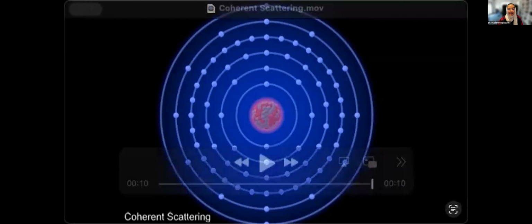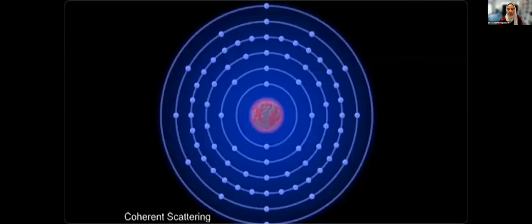Now let's look at characteristic radiation, which is, nope, Compton scatter. Sorry, no characteristic. We did coherent. Now we're going to do Compton.